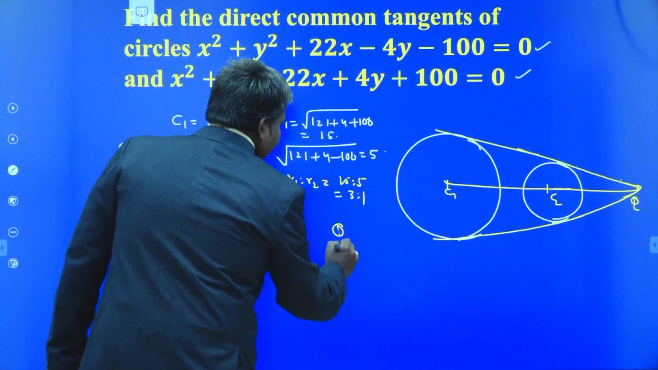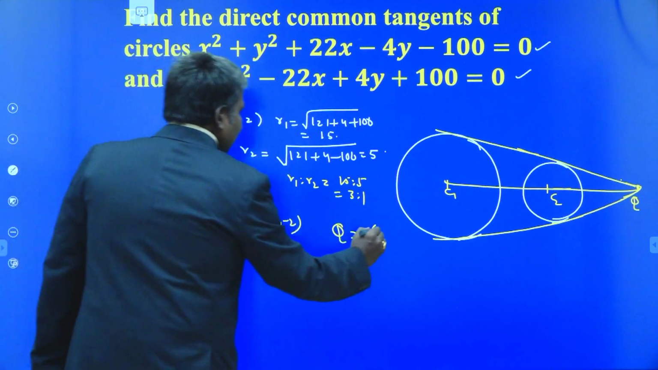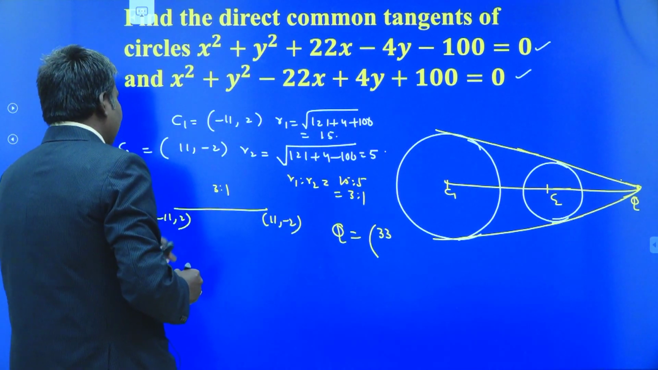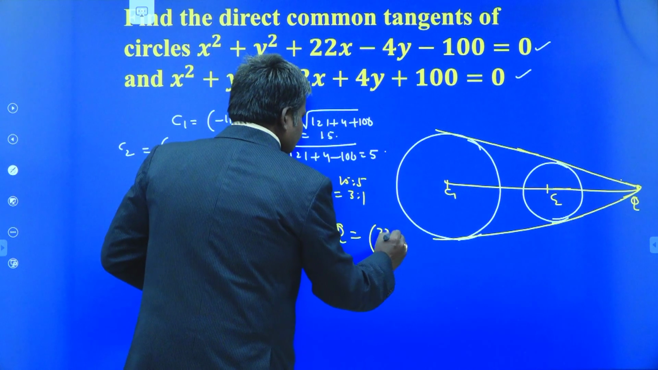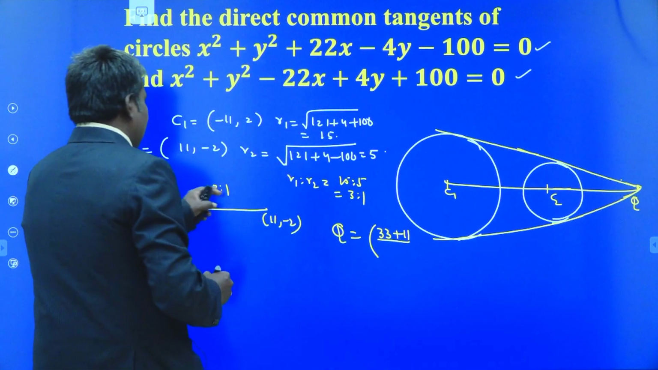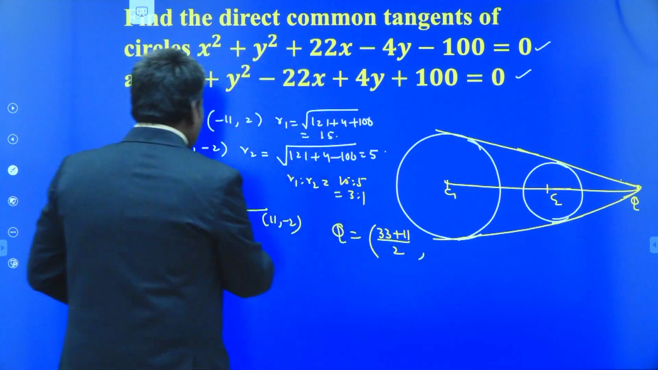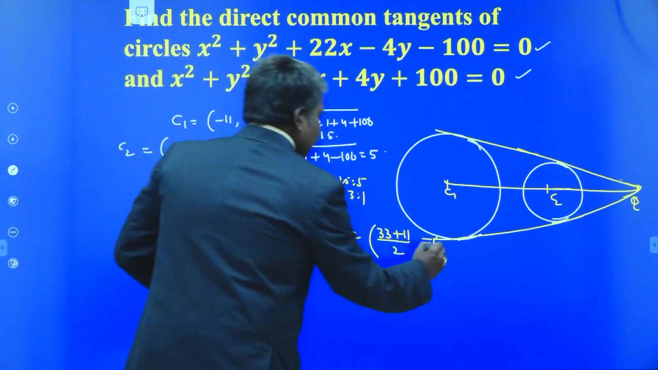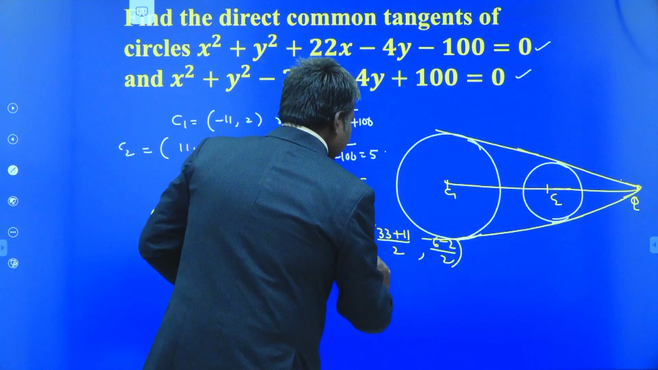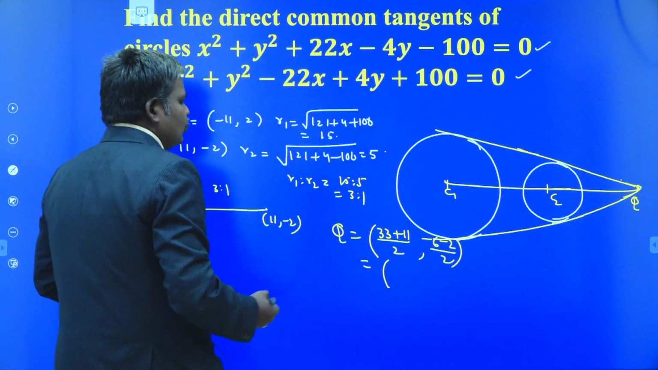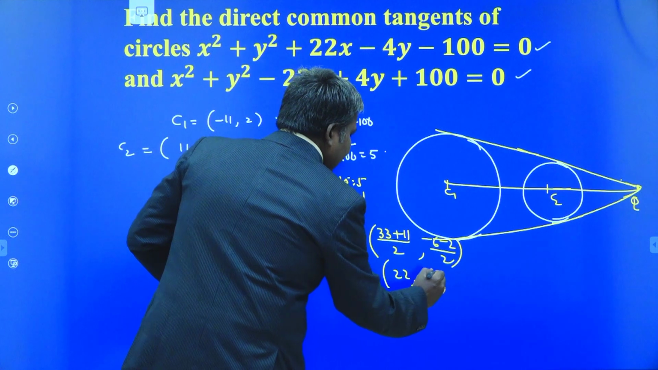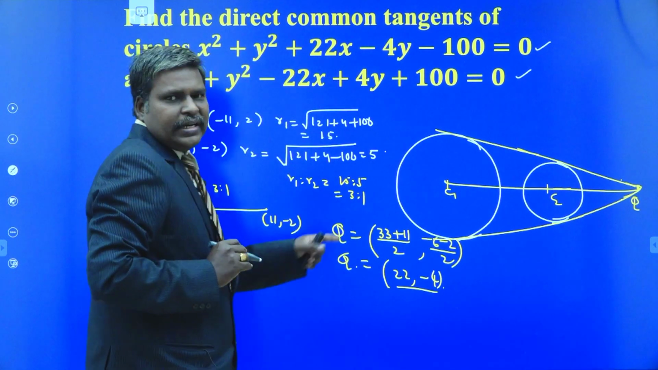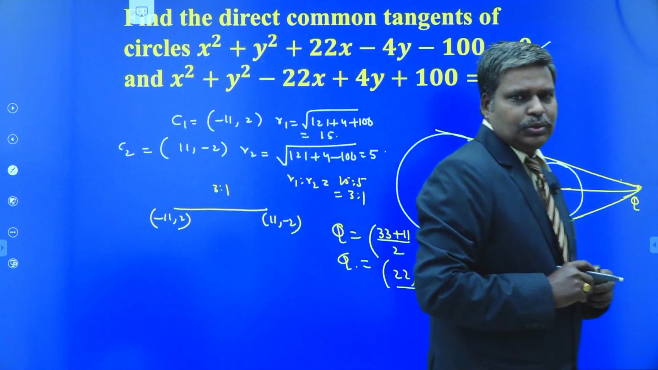So the coordinates of Q are obtained by 3 into 11, 33, and 1 into minus 11, minus of minus, plus 11. Using mx2 minus nx1 by m minus n, that is 44 by 2, that is 22. Comma, 3 into minus 2 is minus 6, minus 2, by 2 again, that is minus 4. These are the coordinates of Q, that is the external center of similitude.